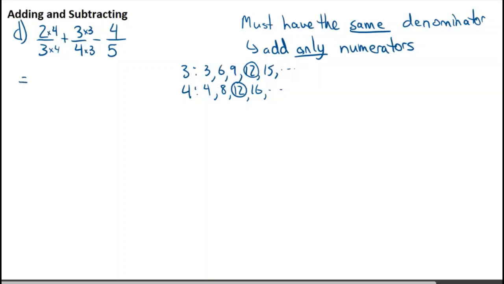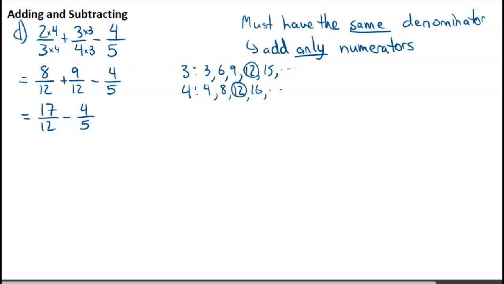So what this gives me is 8 over 12 plus 9 over 12 minus 4/5. Now because that 4/5 doesn't have the same denominator, we can't combine that yet, but we can combine the first 2. And we can just go 8 plus 9. 8 plus 9 is 17 over 12 minus 4/5.